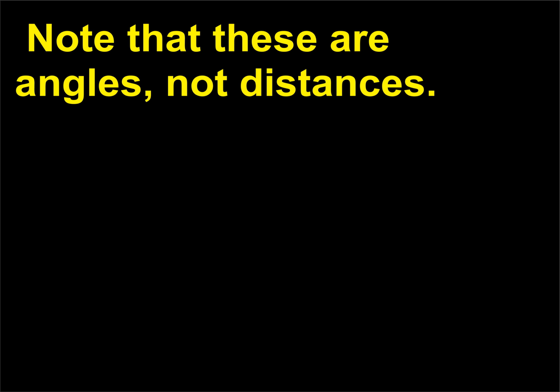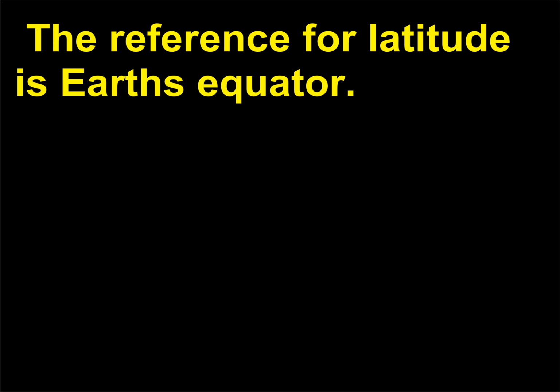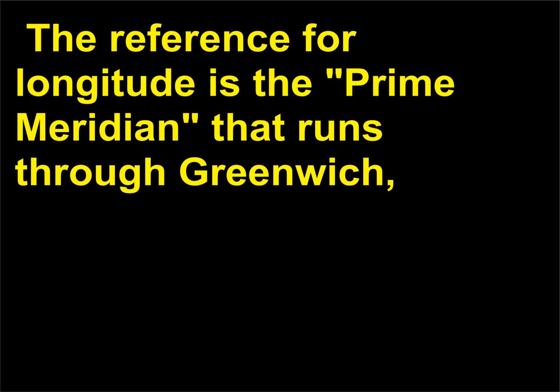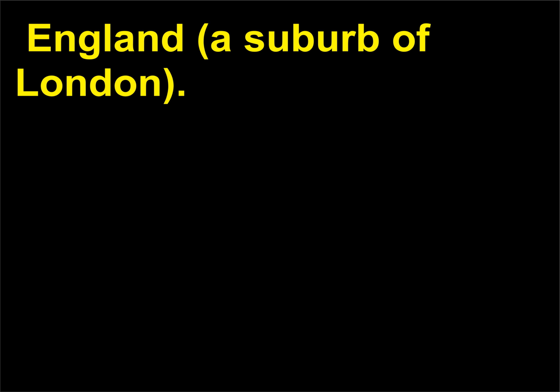Note that these are angles, not distances. The reference for latitude is Earth's equator. The reference for longitude is the prime meridian that runs through Greenwich, England, a suburb of London.